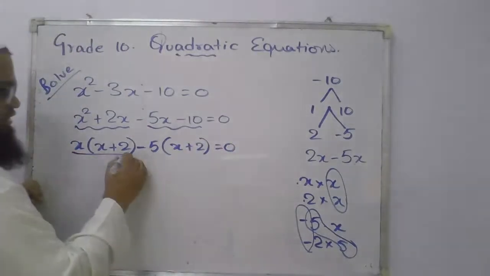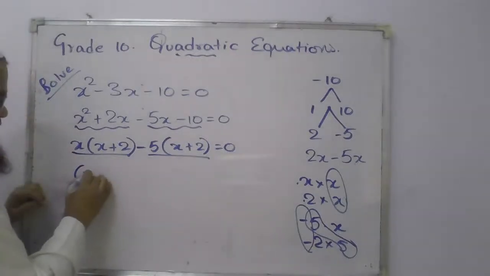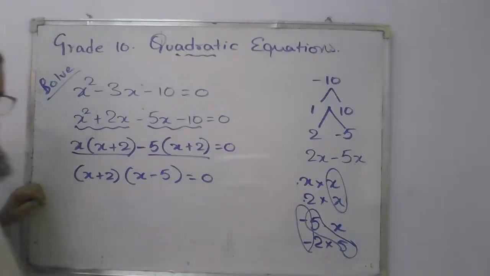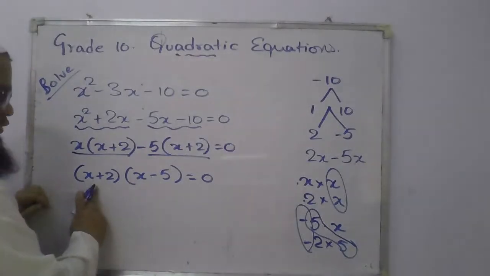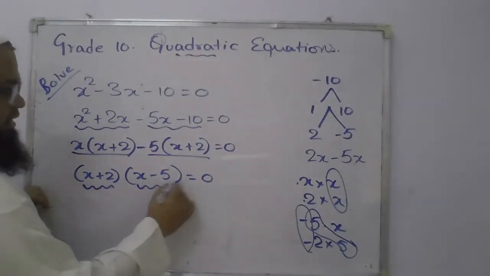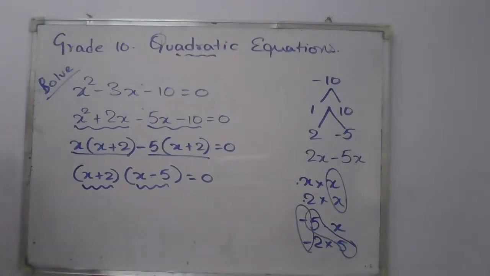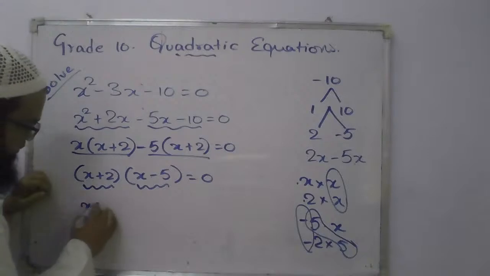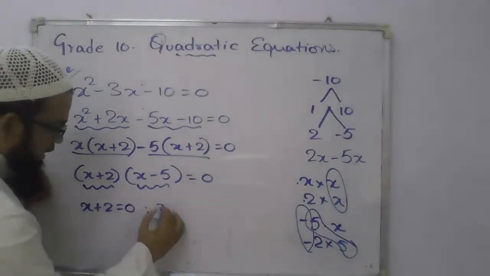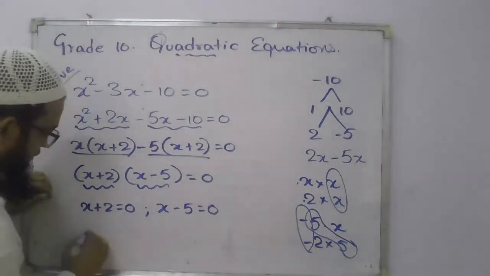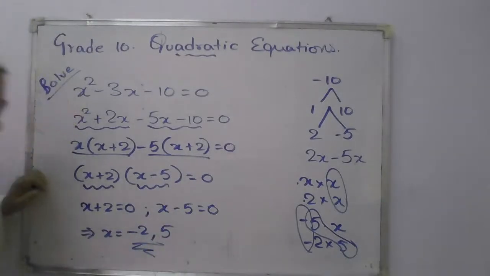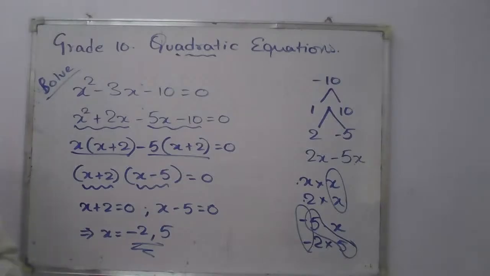And now in these two terms, what is common? x plus 2 is common. Times x minus 5 is equal to 0. Right? Now, since the product of two factors is equal to 0, what are you supposed to do? Equate x plus 2 equal to 0 and or x minus 5 equal to 0. So that implies x is equal to minus 2, comma 5.